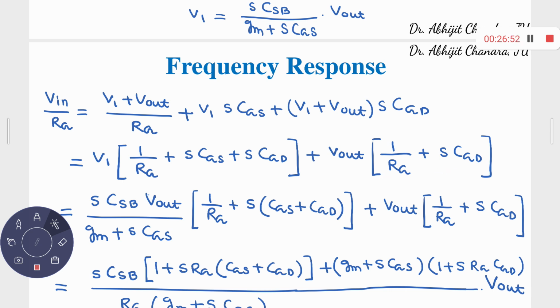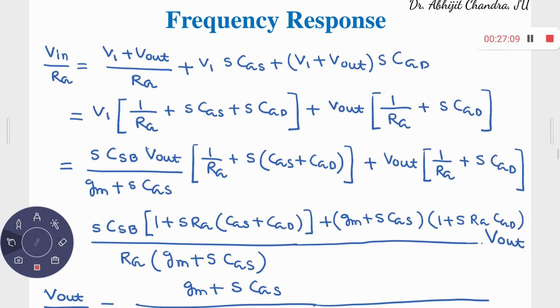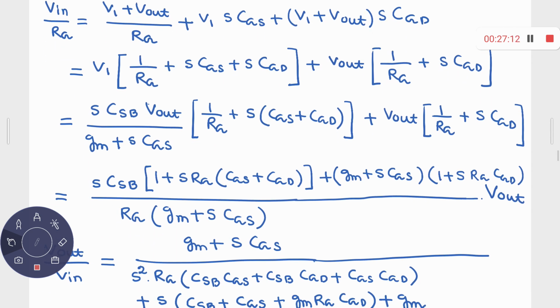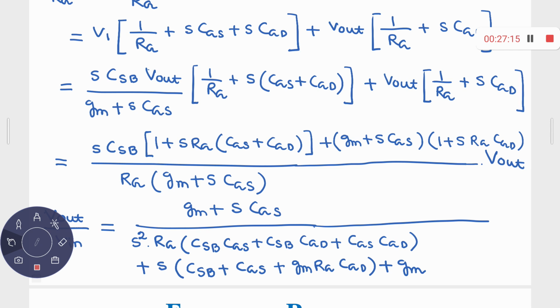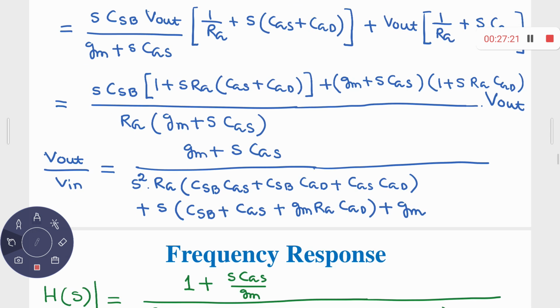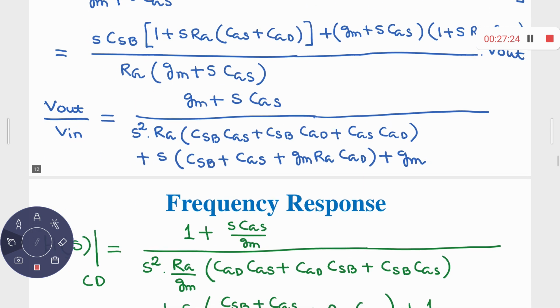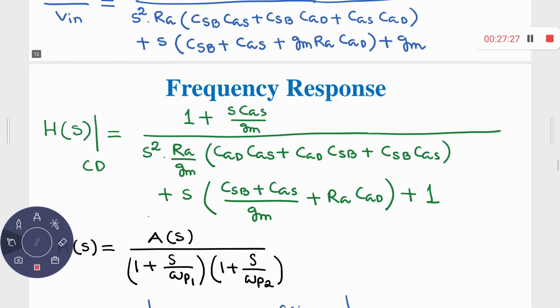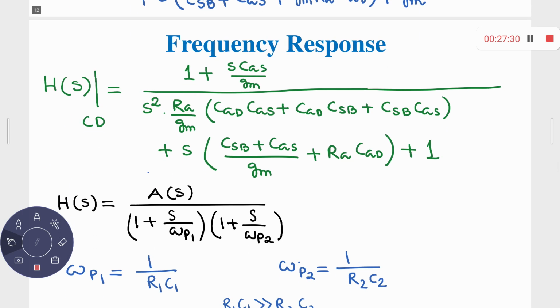Already you have represented V1 in terms of V out, SCSB plus SCGS times V out. You just substitute this value into this expression. This one remains as it is. Simple calculation, nothing difficult. Finally, this expression: second order system, NS, PS. You have 1 zero over there and 2 poles.